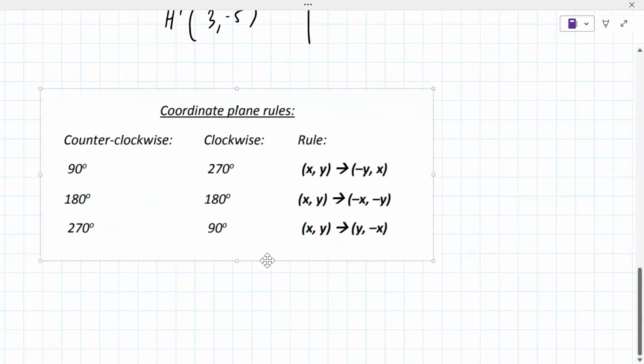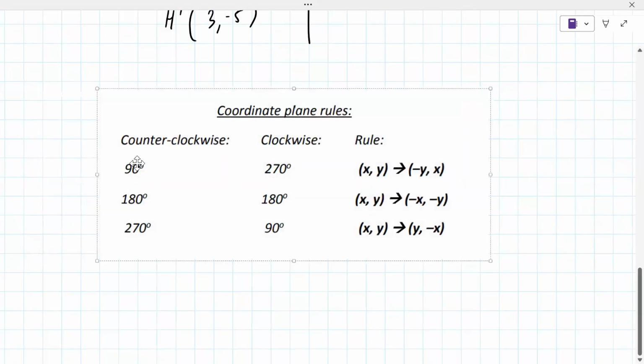Okay. So the rule is 90 counterclockwise, the same as clockwise 270, and 270 counterclockwise is the same as 90 clockwise. They're the same rule. Hopefully you saw that in class, that's nothing new. Sometimes it'll say rotate it clockwise 90 degrees, and maybe you only know the counterclockwise rule. You only have to remember one of these, and you just remember this other one goes with it.